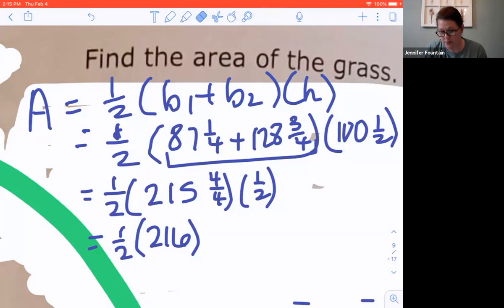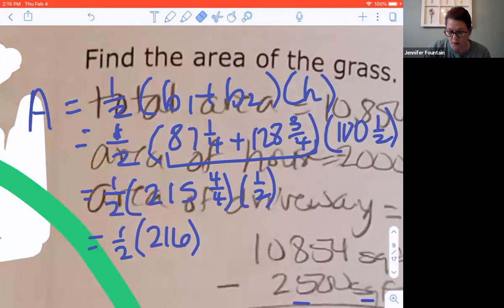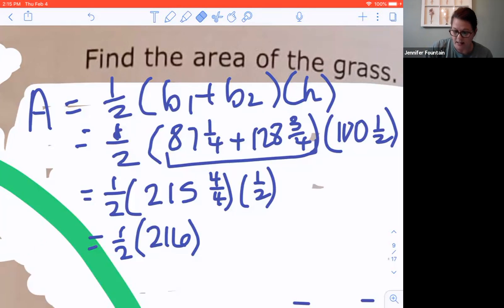Right. So that's what I was showing you, that 215 plus 4/4 is going to end up being 216. That 4/4 is one whole that adds to the 215. So that makes it 216. And then this right here is supposed to be 100.5.